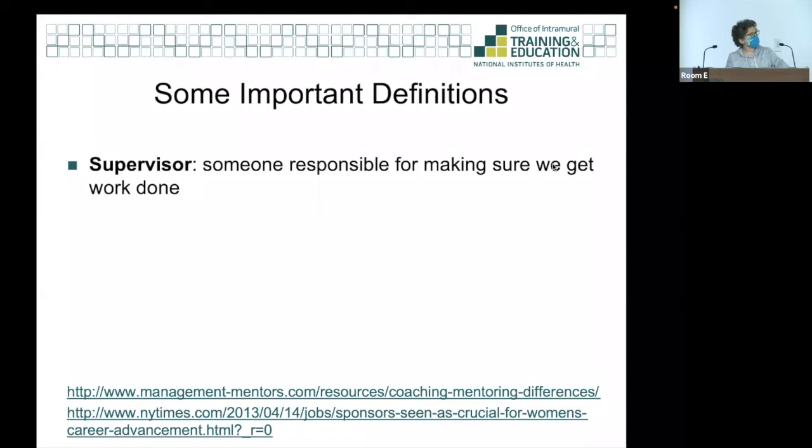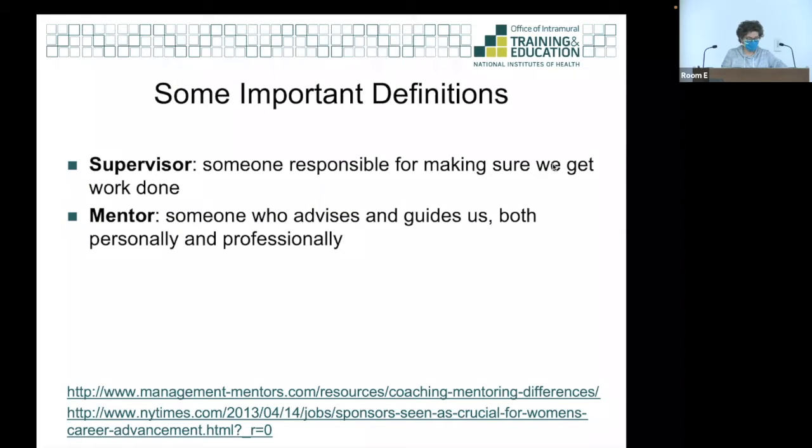So I just want to start by making sure that we are all on the same page with a few definitions. And we do that a lot during the talk. We make sure that we're using the same shared common language. So a supervisor is someone responsible for making sure we get work done. A supervisor and boss are two words we use interchangeably. Now, a mentor is someone who advises and guides us. They support us both personally and professionally.